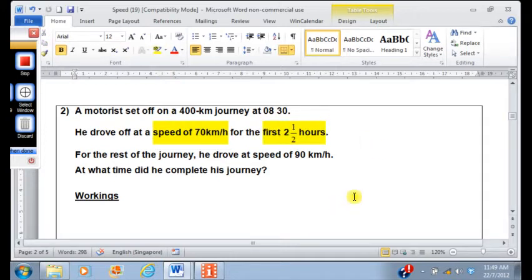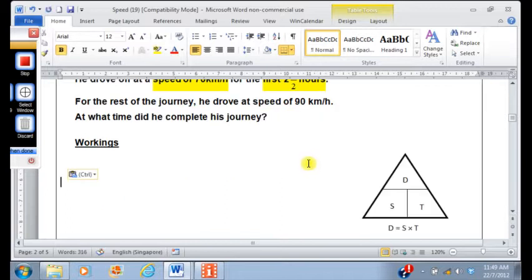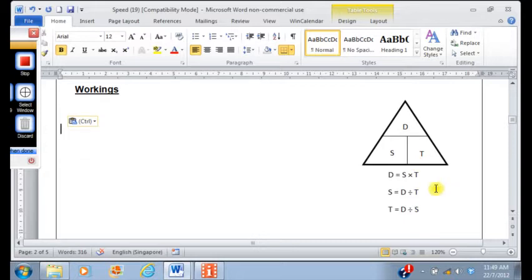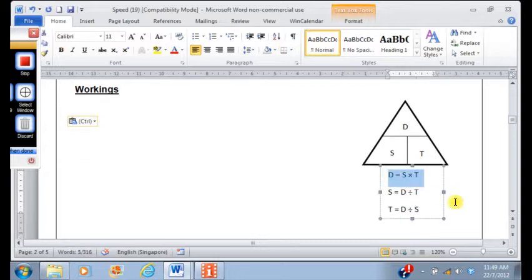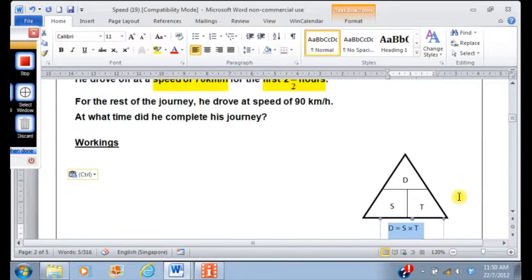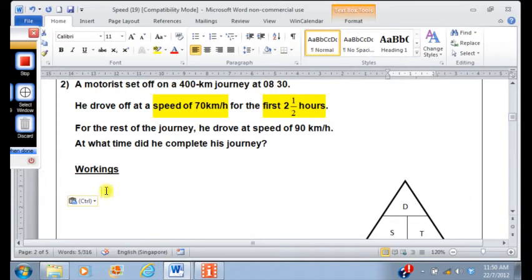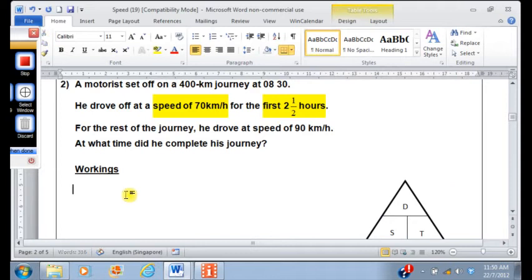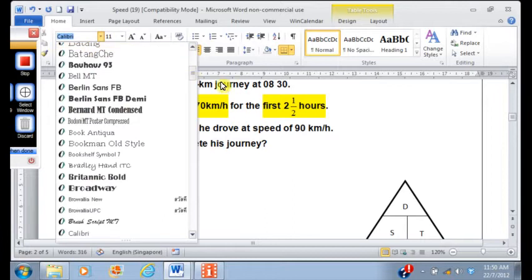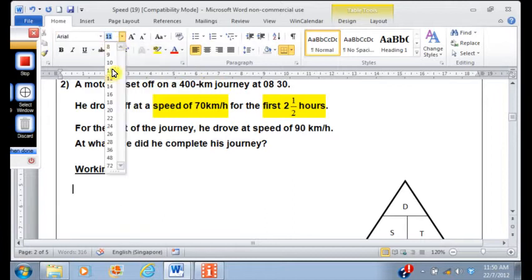I'm going to move on very quickly because we know we have speed, we have time using our distance, speed, time relationship. I have speed and time. I'm going to find the distance he traveled for the first 2.5 hours. Now always do take note of the units. The units must be the same. The distance for the first 2.5 hours would be the speed times by time.